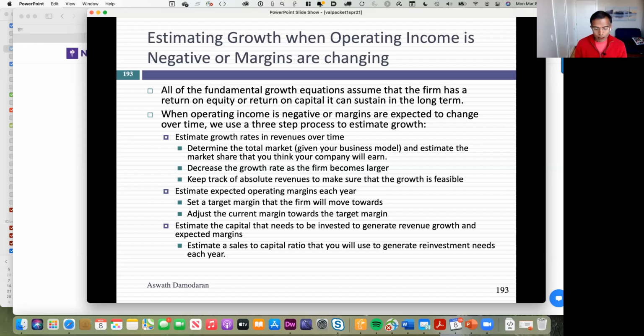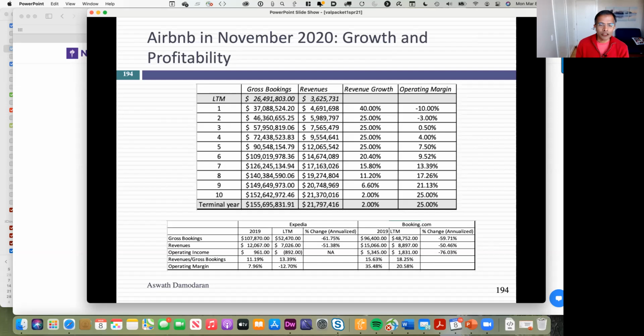So let's make this specific. Those of you who went through the Airbnb valuation should be familiar, but if you did not, I'm going to cut to the chase of how I came up with the numbers for Airbnb. At the time that I valued Airbnb in November, their gross bookings, remember Airbnb is an intermediary, it makes money whenever you book an apartment or a house. Gross bookings is what you pay as your total price for that house or apartment. Their gross bookings in the 12 months leading into their IPO was about 26 billion. Their revenues were about 3.6 billion. Revenue is Airbnb's share of the gross bookings.